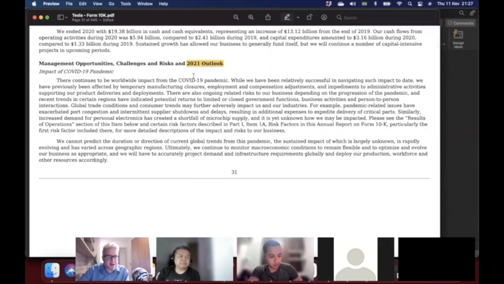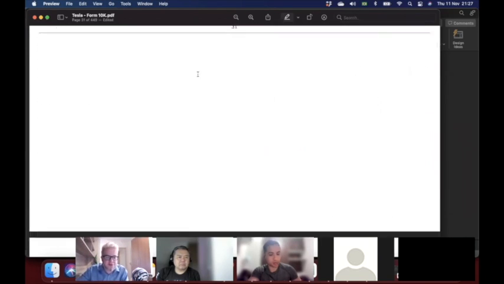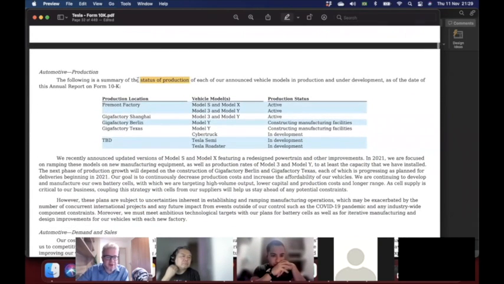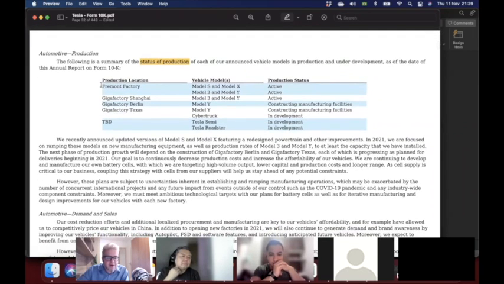And here they even have the 2021 outlook, what they were expecting for this year. The report that we are analyzing, of course, is the entire year of 2020 because we are still in 2021, so we don't have the annual report of this year. So just to show you something, they have here status of production. They have the production location and which cars are being produced there and what is the status.